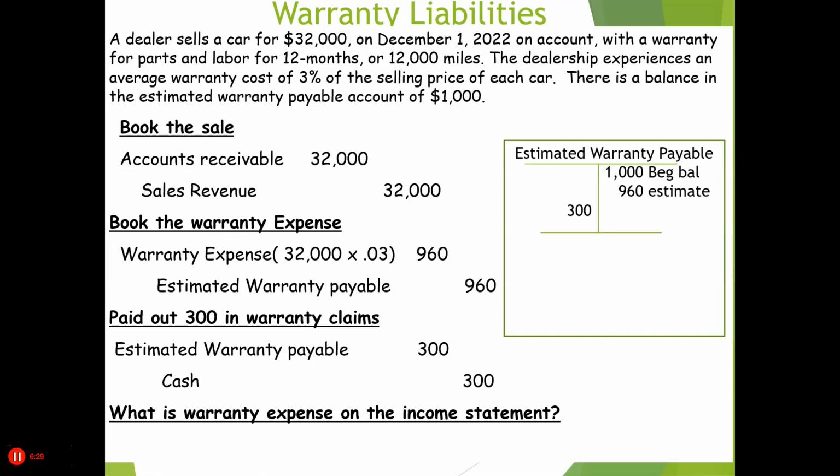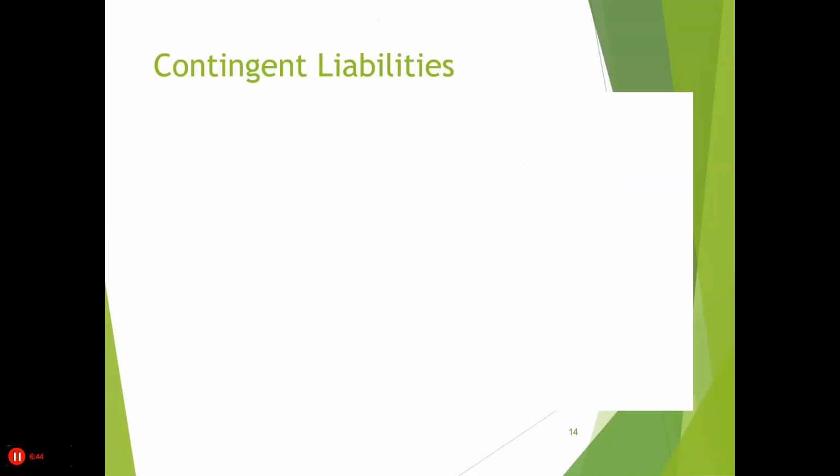Now, the thing to remember is you'll be asked the question, what is the warranty expense? Remember, when you're setting up warranty reserve, the warranty expense is always the estimate. So it's going to be $960. So the balance in our account now is $1,660.